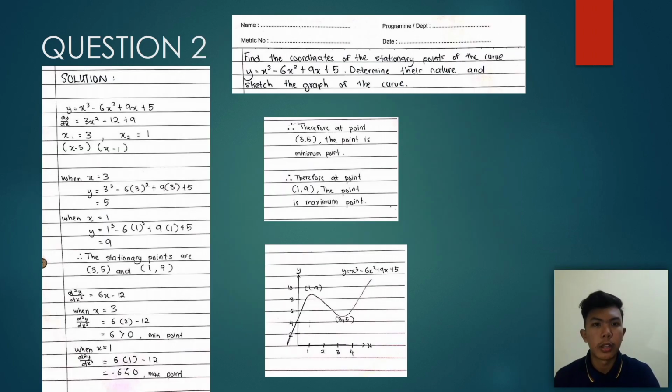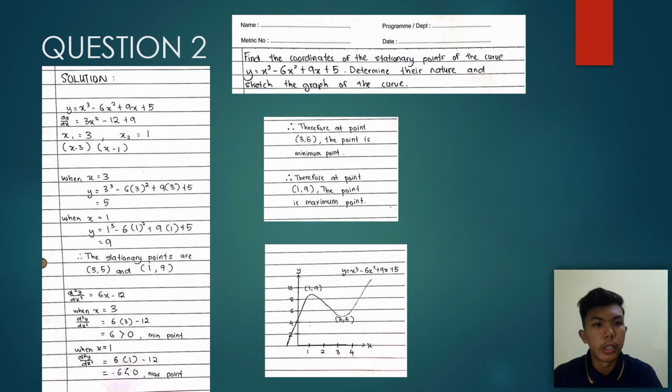Next, question 2. The question is, find the coordinates of the stationary points of the curve y equals x³ minus 6x² plus 9x plus 5. Determine their nature and sketch the graph of the curve.